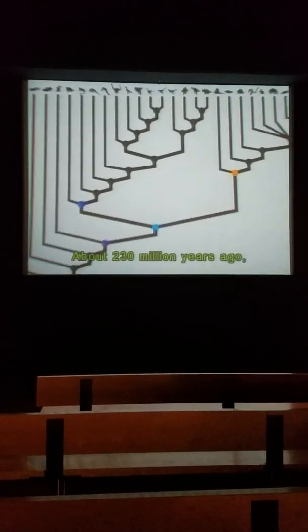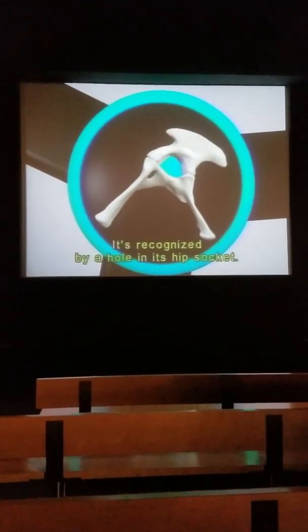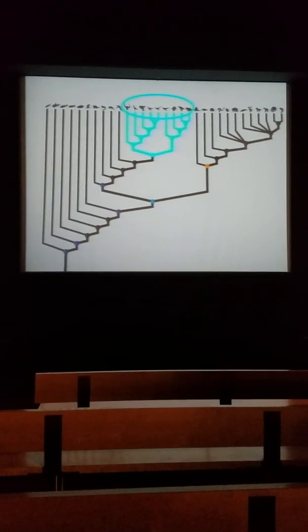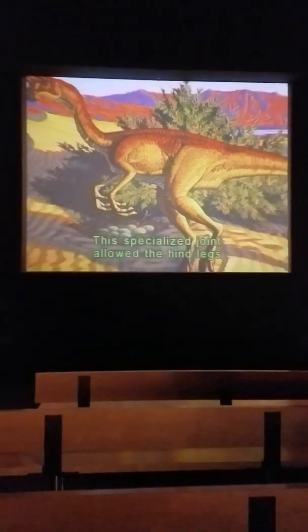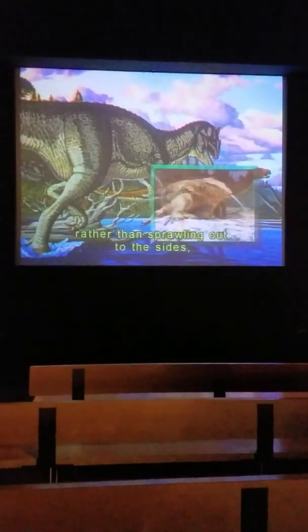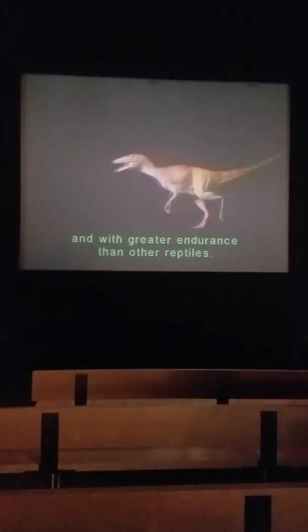About 230 million years ago, the first dinosaur evolved in the reptile lineage. It's recognized by a hole in its hip socket. All dinosaurs share this feature. This specialized joint allowed the hind legs to go straight down from the hips rather than sprawling out to the sides as in turtles or lizards. Some scientists think the joint allowed dinosaurs to run upright and with greater endurance than other reptiles.